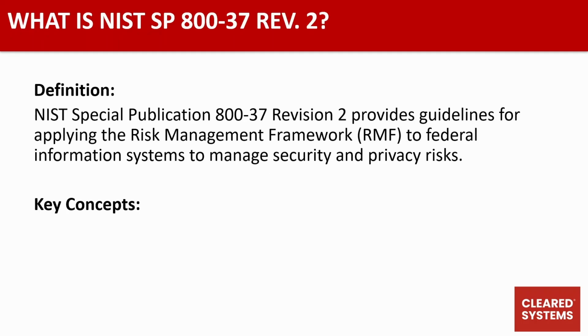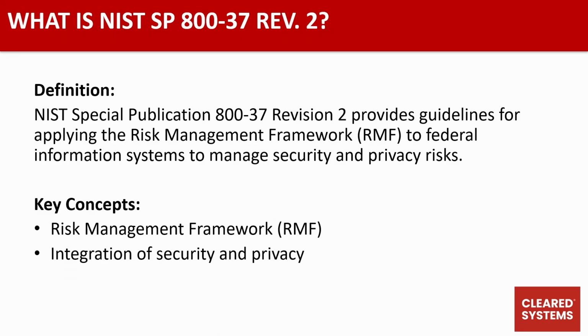NIST 837 Revision 2 provides guidelines for applying the Risk Management Framework to federal information systems. The RMF integrates security and privacy into the system development lifecycle and emphasizes continuous monitoring. This framework helps organizations manage risk more effectively and ensure compliance with federal requirements.